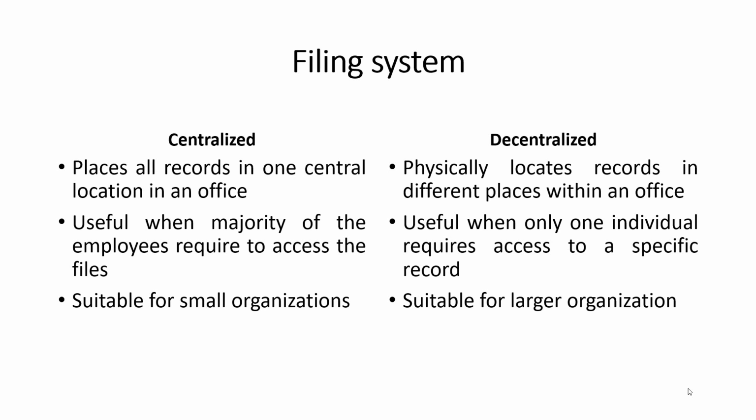Decentralized filing system physically locates records in different places within an office. For example, the files maintained by the individual employees. It is useful when only one individual requires access to the specific record. It is suitable for larger organizations. However, it is possible for an office to have both centralized and decentralized filing systems, which is practiced in CNR.